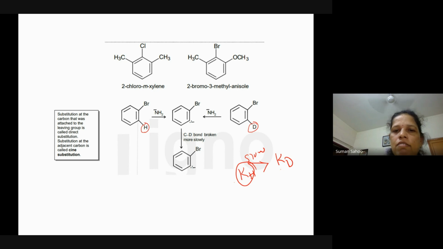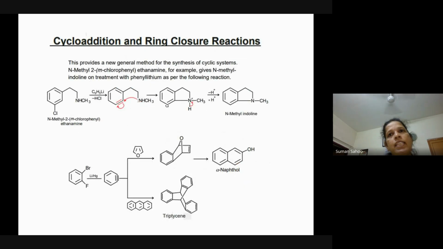When the substituent is coming to the same place where your leaving group was, that is your ipso substitution, but when it is going to another position, that is known as cine substitution. Next comes your cycloaddition and ring closure reactions.